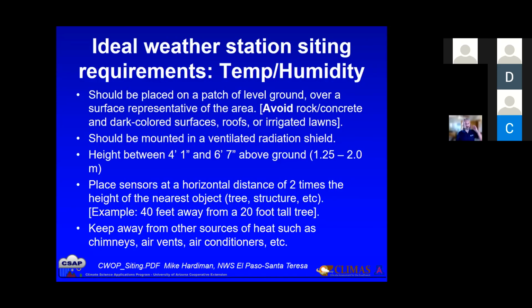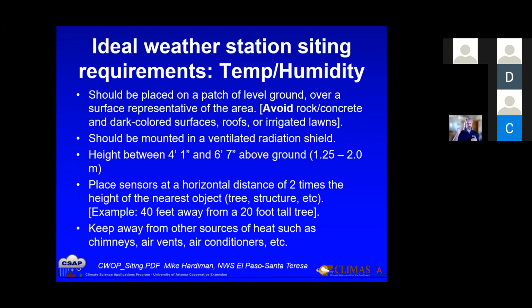Okay, so ideal weather station siting requirements, temperature and humidity. There's a lot here. Just quickly kind of talk about it. Should be placed on a patch of level ground over a surface representative of the area. You don't want to put it over a parking lot, for instance, if you're not interested in parking lot temperatures. So you're going to want to have kind of a natural or irrigated area. Should be mounted in a ventilated radiation shield. That is kind of optional. Ventilated means you're actually blowing air through the shield. Those are on some of the more expensive stations. Most stations don't have that, so I wouldn't be too stressed out about not having that.